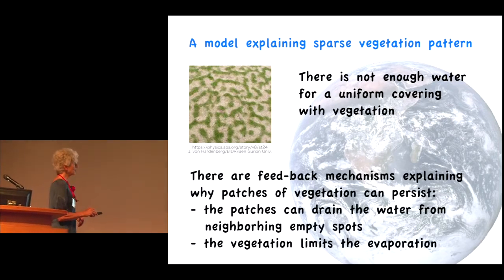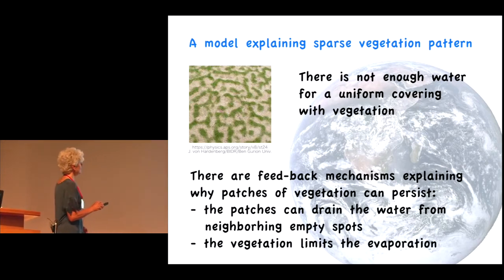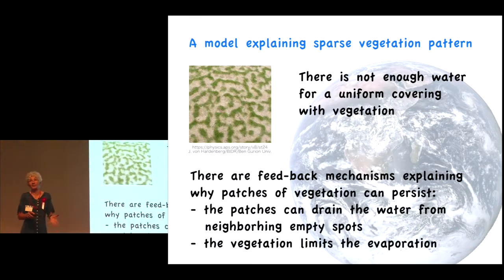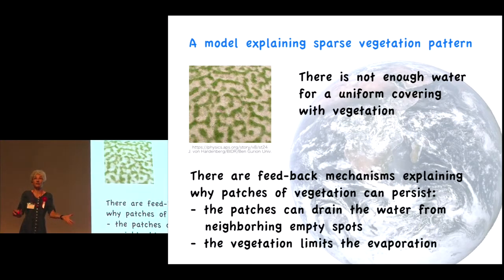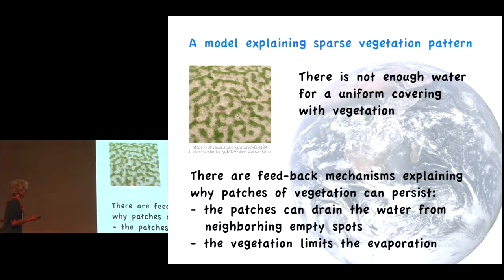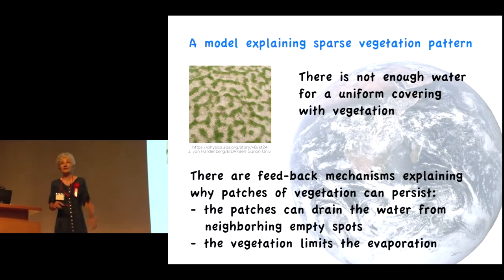Why? There are what we call feedback mechanisms that explain why the vegetation can persist. Because when you have just a little vegetation, you have the roots of this vegetation, and they can use the water when there is rain, from all the neighboring region. But if there was vegetation all over the place, there wouldn't be enough water for all the vegetation. But there is enough water for some patches of vegetation.